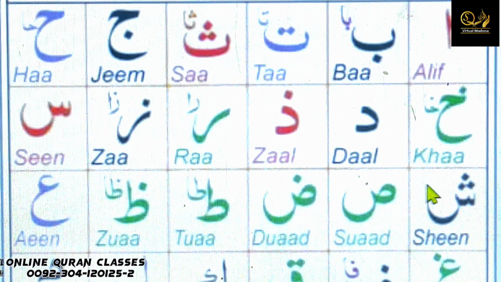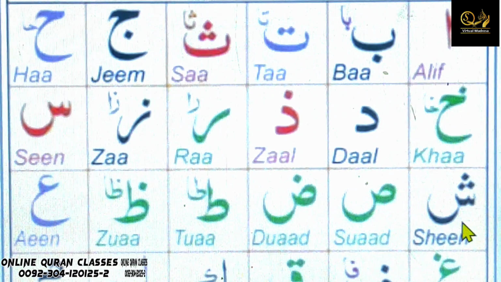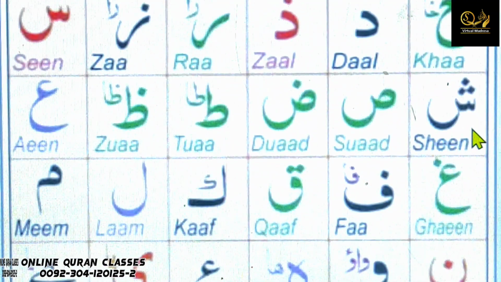Now from the third line, this letter name is Sheen. Also for 5 seconds. And this Sheen originates when the tongue center region touches the hard palate.